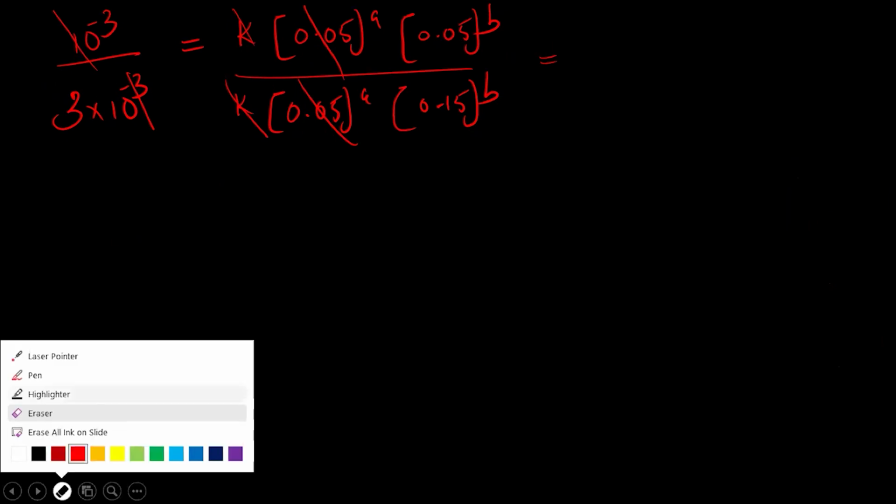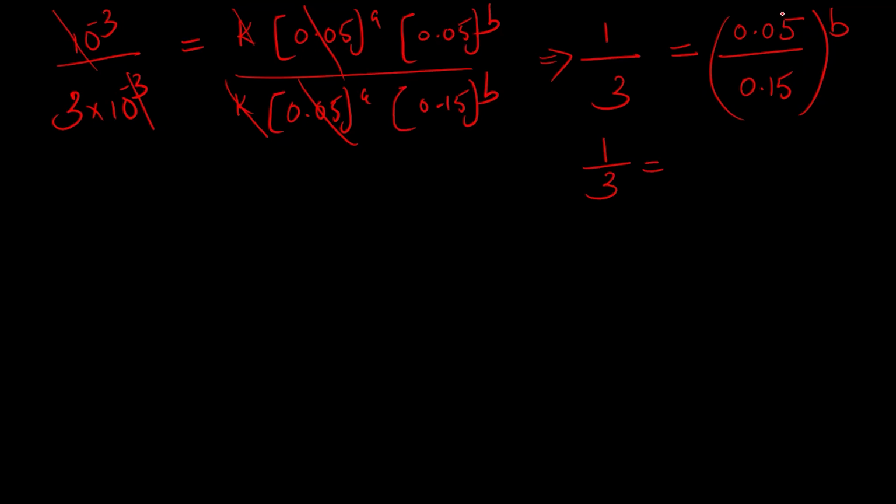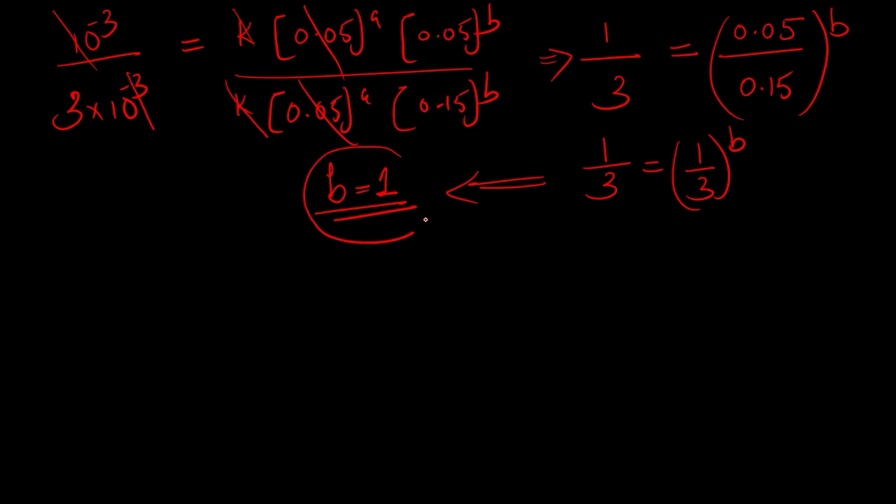You will be getting 1 divided by 3 is equal to 0.05 divided by 0.15 raised to B. Okay, 0.05 and 0.15 means what? 1 by 3 is equal to, it is again 1 by 3, right? 1 by 3 raised to B. That means what is the value of B? Yes, the value of B is equal to 1. Same, right? 1 by 3, 1 by 3. So B will be equal to 1. So we get the value of B.